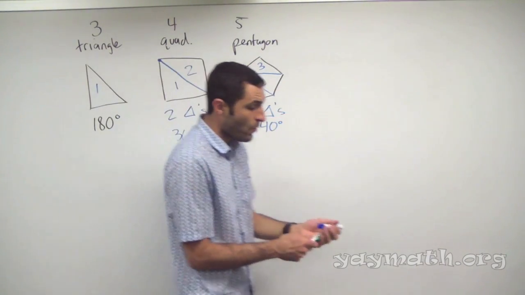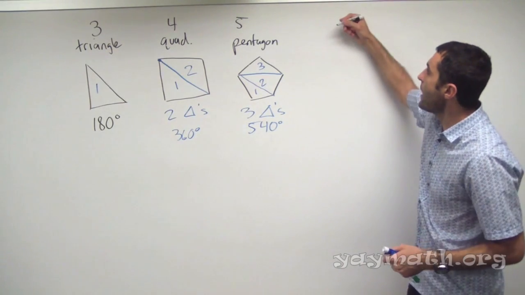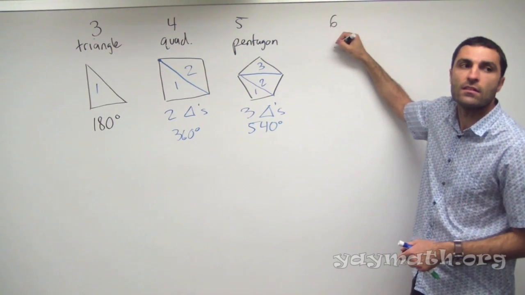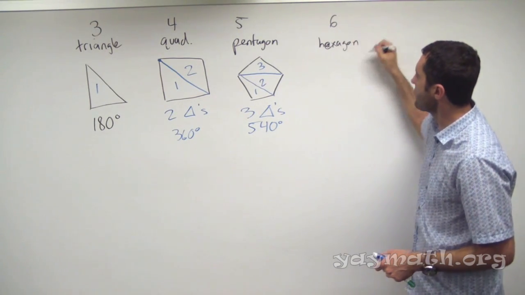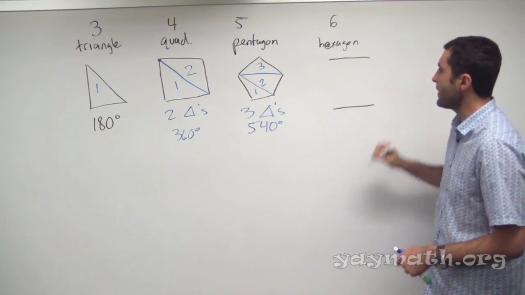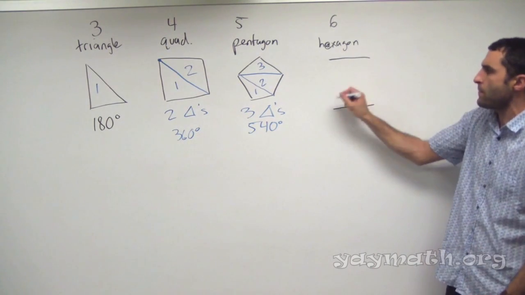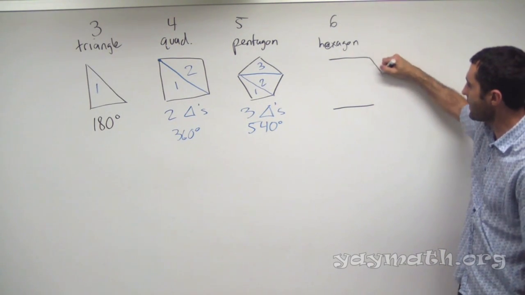Let's do it one more time. What's this called? Hexagon. It's basically a nice way to draw a hexagon. You can draw 2 lines parallel and then connect it like this.